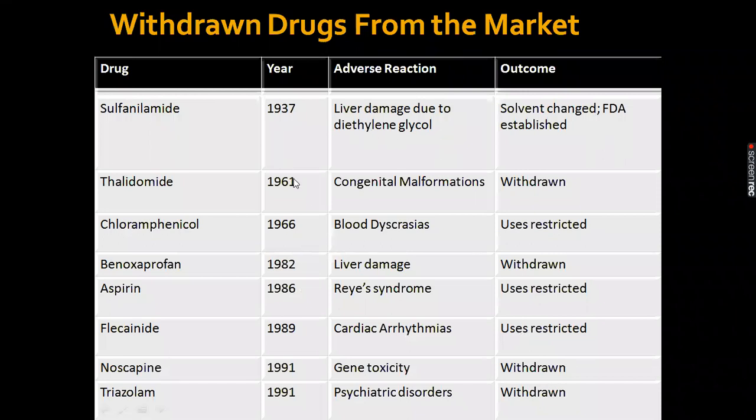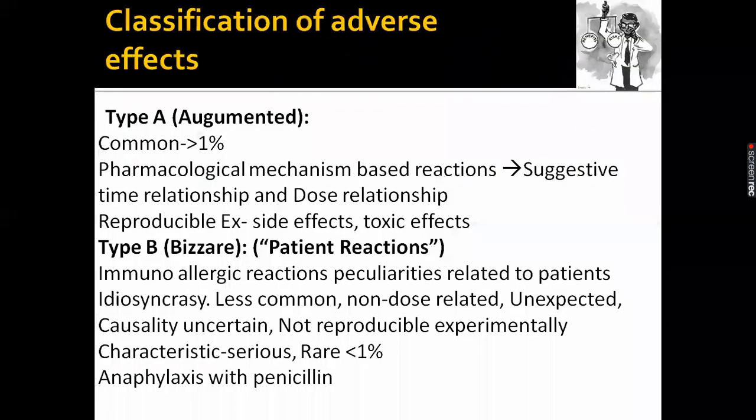So we had this thalidomide tragedy in 1961 with congenital malformations. Then chloramphenicol, which caused blood dyscrasias, and we stopped using it after gray baby syndrome. Chloramphenicol is still the reserve drug for typhoid. Flecainide is a drug which is commonly used as an antiarrhythmic drug, but it itself can cause arrhythmia, so its use is stopped now. So many drugs are there.